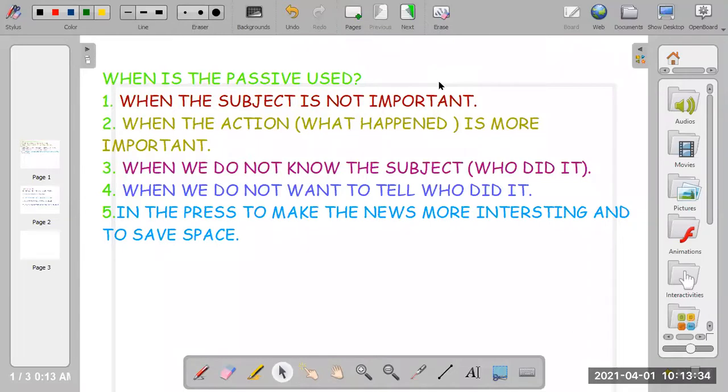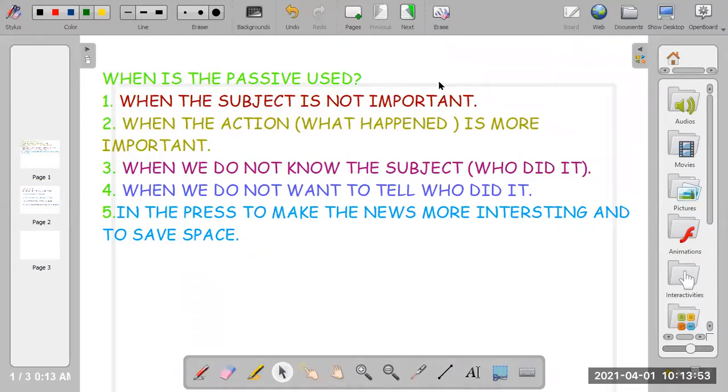Number 4, when we don't want to tell who did it. Sometimes you know who did that, but you don't want to tell. For example, your sister broke the dish. You saw her. You know your mother will get very angry, and you don't want to tell your mother about your sister. So you tell her a dish is broken. You don't tell her my sister broke the dish.